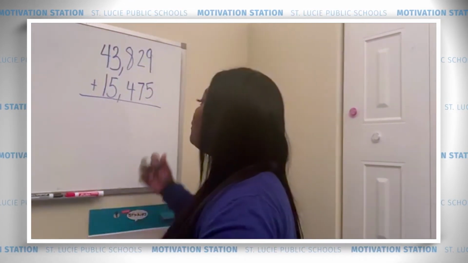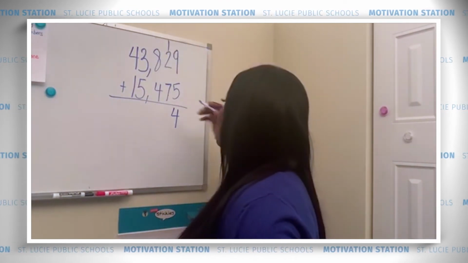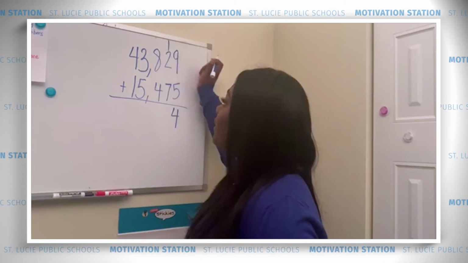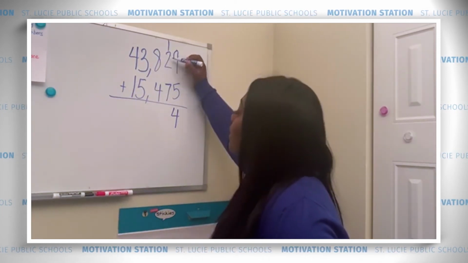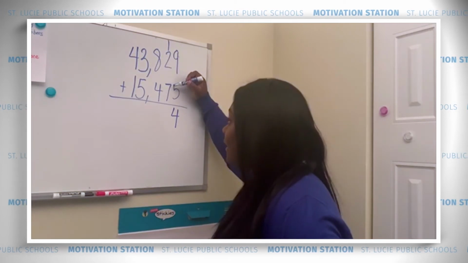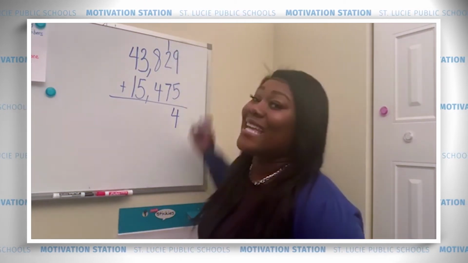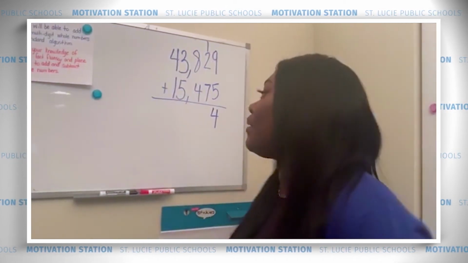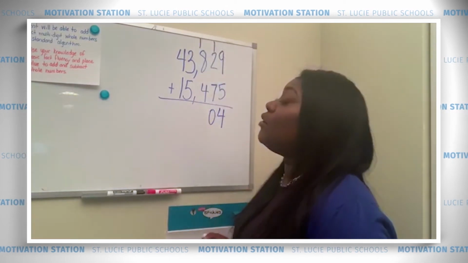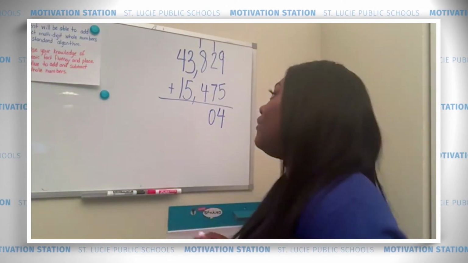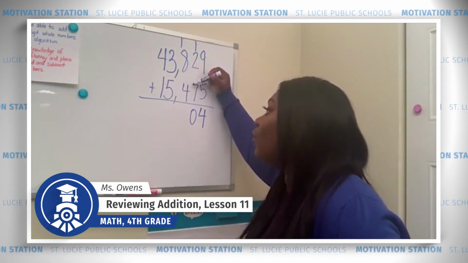We are going to regroup 10 of those ones and make it 1 ten. So we kept the 4 here and we regrouped the 1 ten. And we have 2 tens plus 7 tens, that's 9 tens. 9 tens plus 1 more 10 equals 10 tens. That is the exact amount I need to make a 100. So I'm going to regroup all of those tens and bring them over to the 100s place as one group of 100.